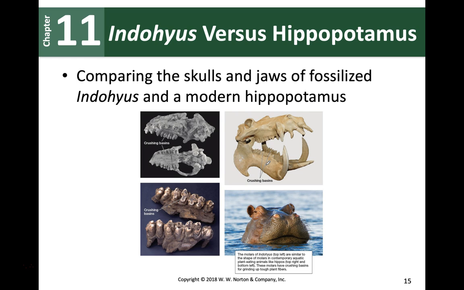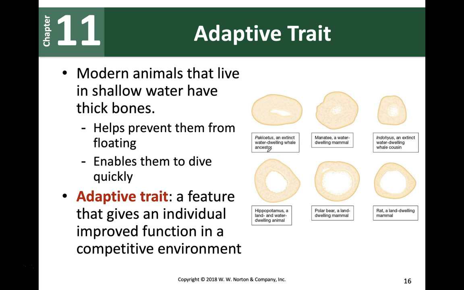Okay. So more examples here are for that same fossil, the Indohyus, where you can see how similar their teeth are to the hippopotamus. You can compare their molars, how their crushing molars are so much similar to what today's hippo has. So again, that's indicating that there are similarities, so they must have come from a common ancestor.